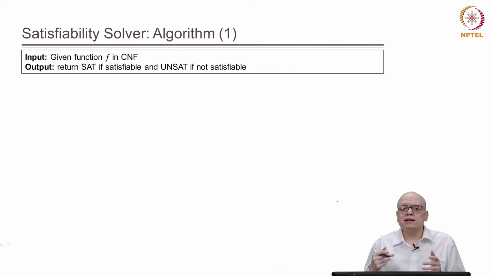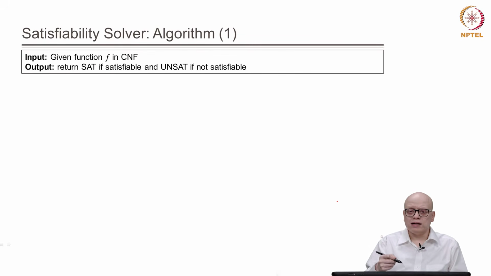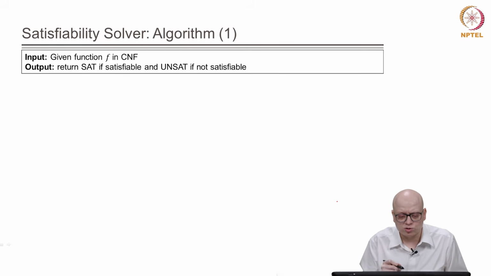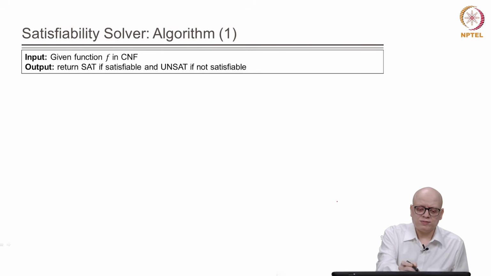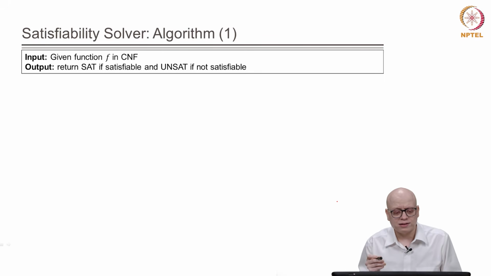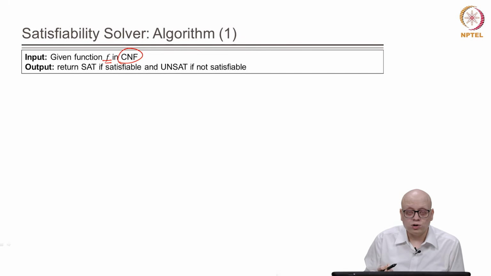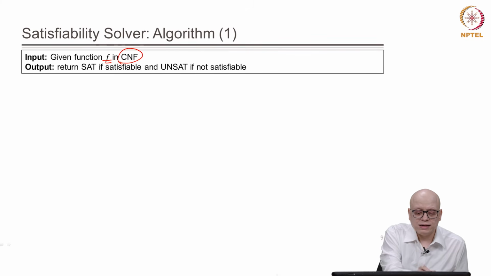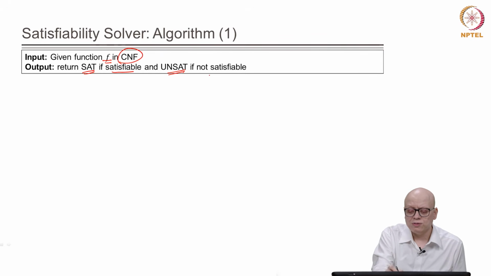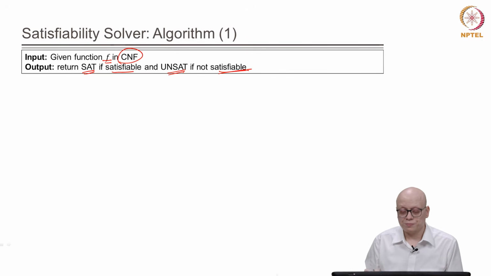Now, let's look more into how the code of this satisfiability solver may look, a pseudo code for this. For a SAT solver, what do we give as input? We give a function f in CNF form, and what is the output from a SAT solver? It returns SAT if the function f is satisfiable, otherwise it returns a label which is UNSAT, where it is not satisfiable. And how will the code look?